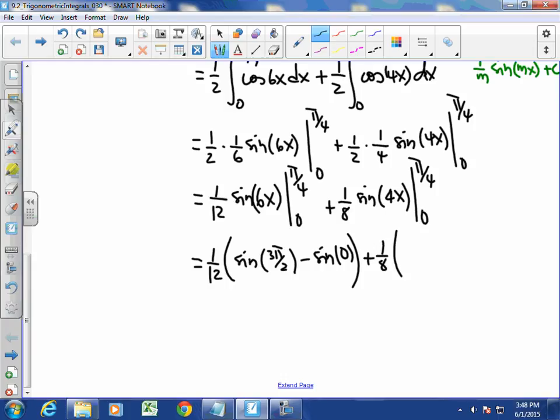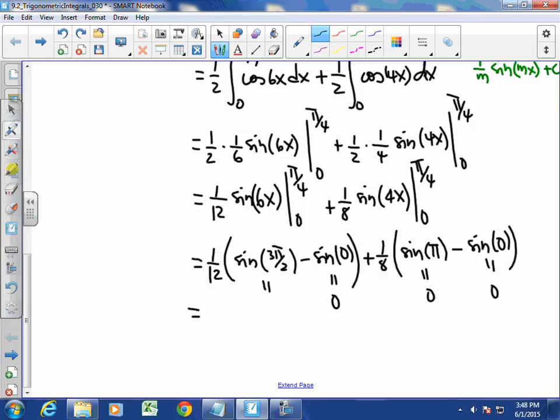Okay, replace x with pi over 4. So we get sine of 4 times pi over 4, which would be pi, minus sine of 4 times 0, which is 0. Okay, so sine of 0 is 0. Sine of pi is 0. Sine of 0 is also 0.